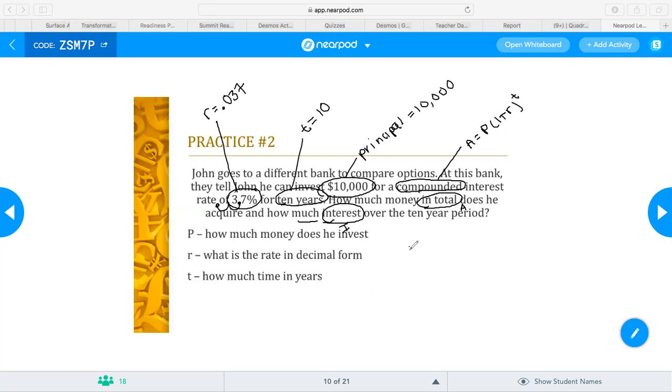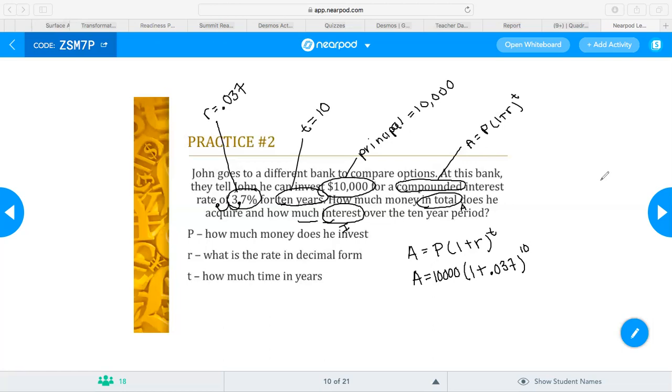Okay, so let's write down our formula again. Or I'm going to write it down. Maybe you already have it written down. Okay, so this is the formula I'm using. A equals P times (1 plus R) to the power of T. So A equals, what was my principal amount? 10,000. So 10,000 parenthesis 1 plus, what's the R value? 0.037 to the power of what? 10.